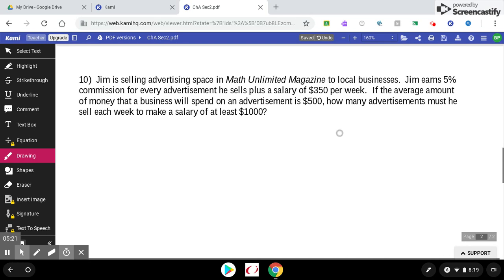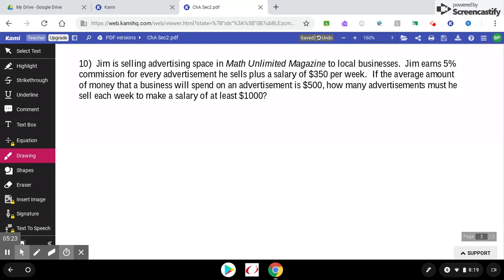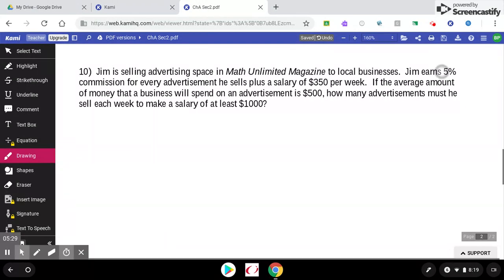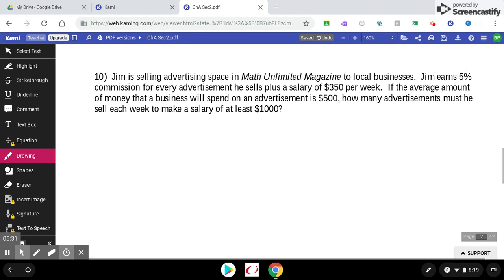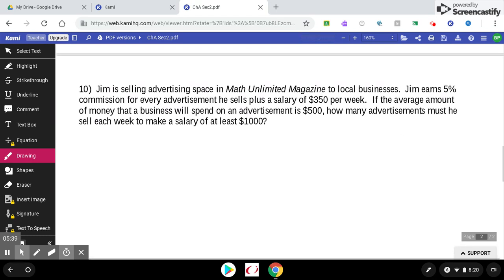All right, see if I can squeeze in the word problem. Jim is selling advertising space in Math Unlimited magazine to local businesses. Jim earns 5%. So let's maybe highlight that guy. Well, if I can get this to work. All right, folks, I have no idea why this is not working.